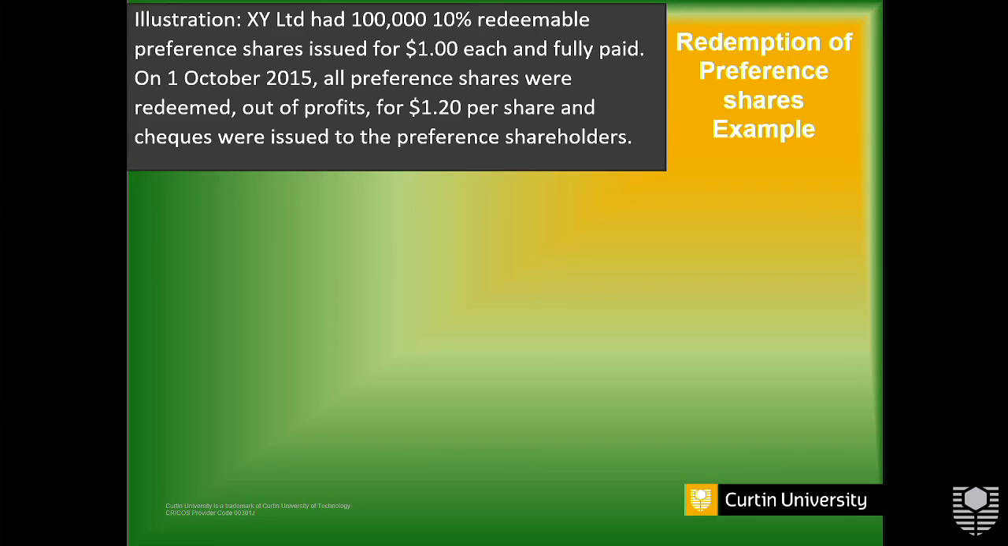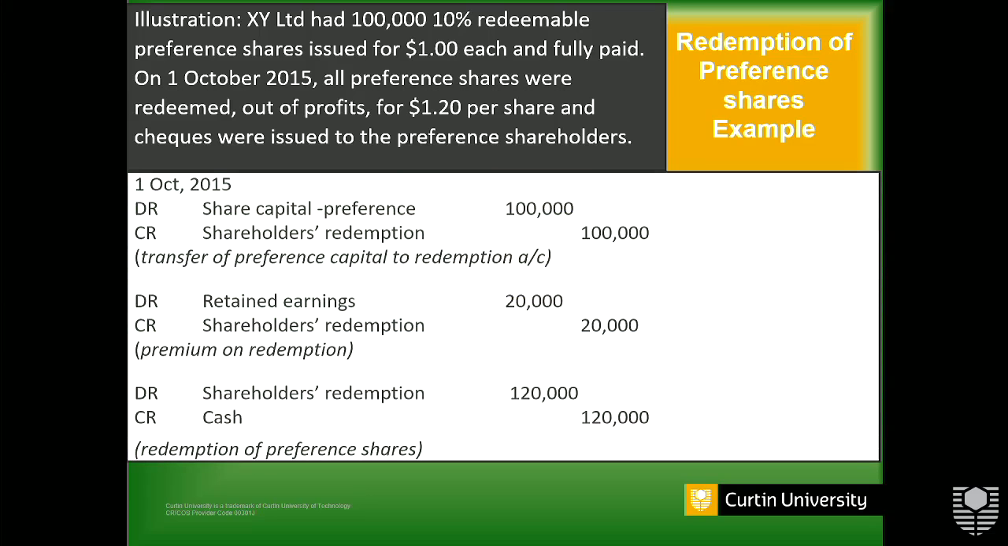So we've got XY Limited, 100,000 10% redeemable preference shares issued for $1 each, and they're all fully paid. On the 1st of October, all the preference shares were redeemed out of profits for $1.20 per share, and cheques were issued to the preference shareholders. So we know our cash component is going to be 100,000 times $1.20. But we need to account for those preference shares, so we need to take them out of our capital. Notice how we've got a debit to our share capital, preference shares, 100,000. We take it out of there and put it into our shareholders' redemption account, which is a temporary account that we use to reconcile and pay them out. So we're redeeming them, so we've got to bring our capital down.